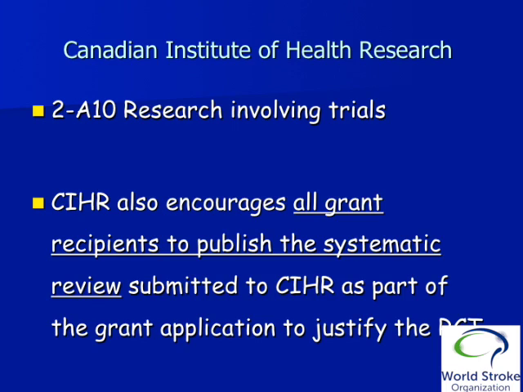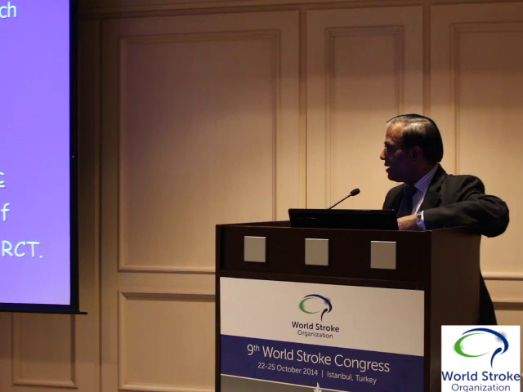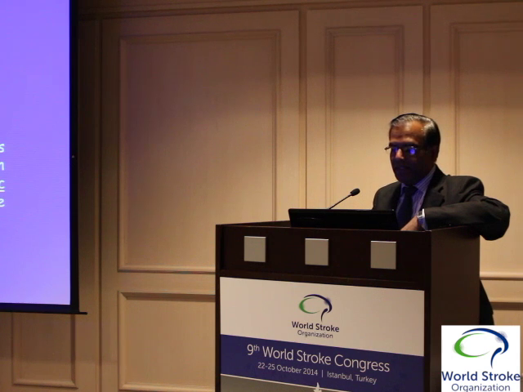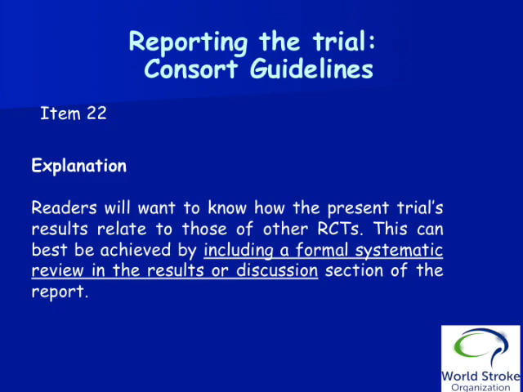Similarly, the Canadian Institutes of Health Research encourages all grant recipients not only to do the systematic review, but to publish the systematic review, which is submitted as a part of the grant application. And one more example, which is about reporting a trial. Once the trial is done and you are reporting it, you know the famous CONSORT guidelines, which says in item 22 that either in the discussion or in the results, you have to preferably include a formal systematic review. So you can see that you start with review, you end with review, which is a very key aspect of the research cycle.